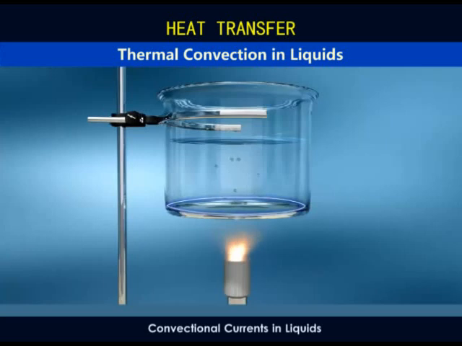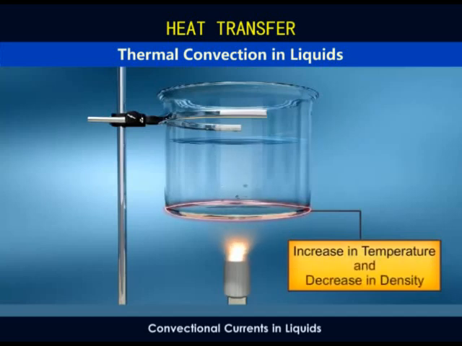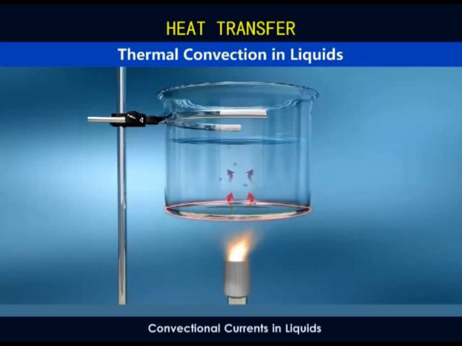The water in contact with the bottom of the container absorbs heat by conduction and its temperature increases. This causes the water to expand and hence its density decreases. This low-density warm water rises up towards the surface because it's lighter than the cold water. The denser cold water moves down and comes into contact with the hot container base.